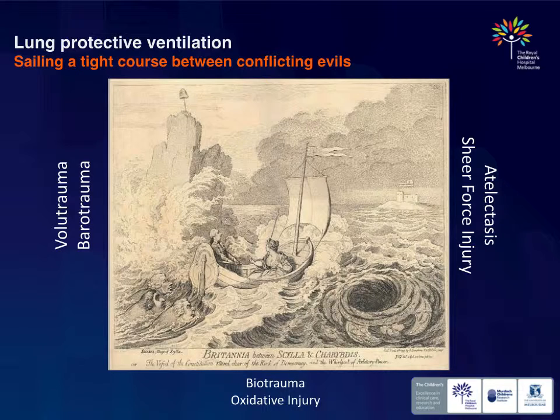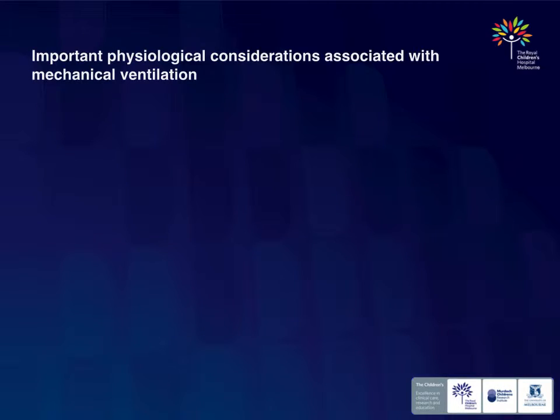So on one side we have a series of hazards, volume trauma and barotrauma, and we can achieve that sort of state with a ventilator very easily. At the other end we have an opposing set of states that can be injurious to the lung: atelectasis, the shear force injury, and then the cascade of oxidative and biotrauma and other things that occur if you initiate one of these two pathways. And it's incumbent on us to find a way between these two injurious states. So what are the considerations that we need to think about when we put a baby on the ventilator?